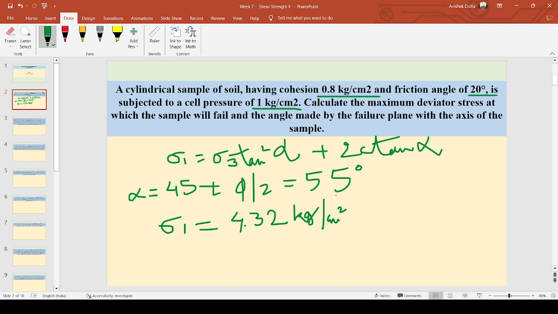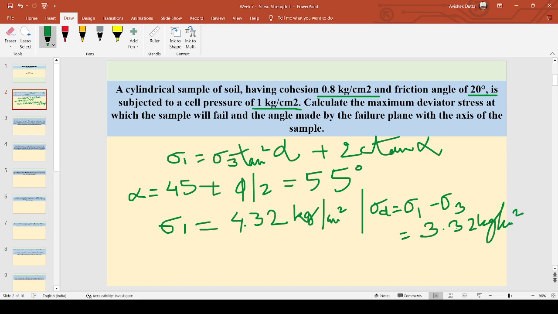Now we are asked to find the deviator stress. So deviator stress, sigma d, equals total axial stress sigma 1 minus cell pressure sigma 3. So 4.32 minus 1, we get 3.32 kg per cm square.